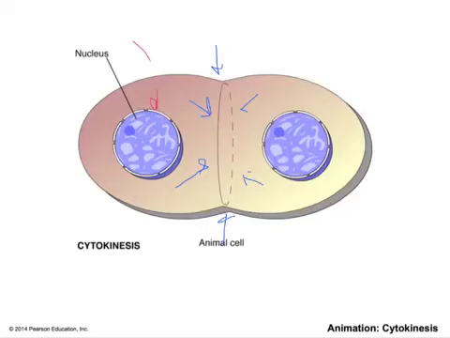So that is mitosis and cytokinesis of eukaryotic cells. Mitosis is a nuclear division. Cytokinesis is a cytoplasmic division. So let me ask you a question. What happens if a cell doesn't have a nucleus?